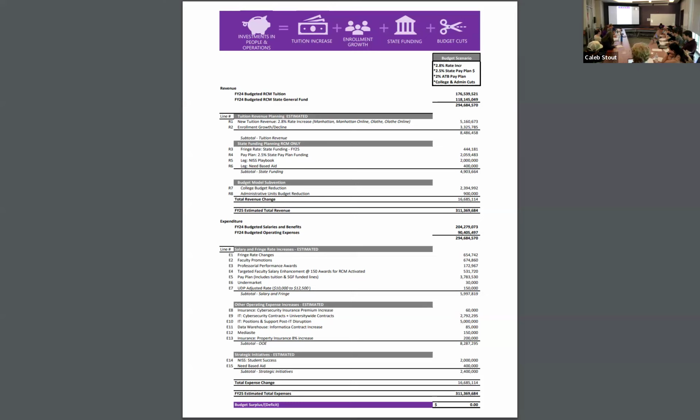So all told, net revenue that we're adjusting this year is $16 million out of the $311 million operating revenue budget for the institution. So that's new revenues. I'll stop there in case there's any questions.